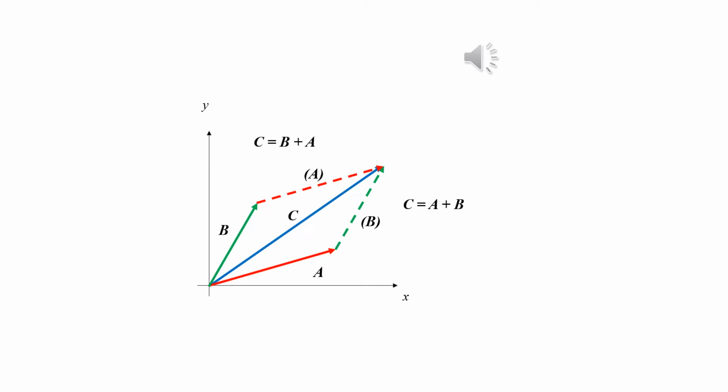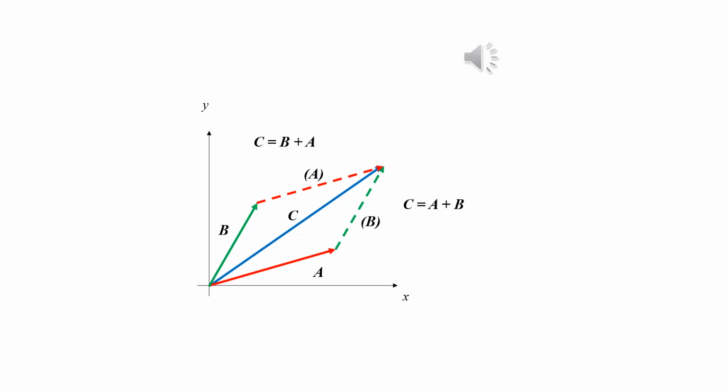So the vector is equivalent, even though it doesn't start at the origin. It's still the same vector because it has the same length and the same direction. All right, also notice that this forms a parallelogram. So this is often called the parallelogram method of adding vectors.